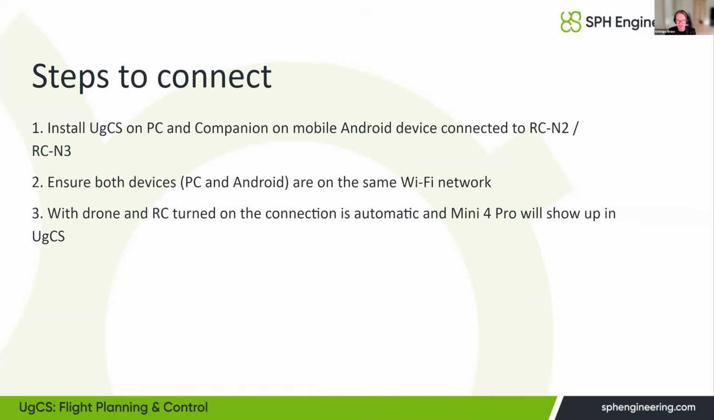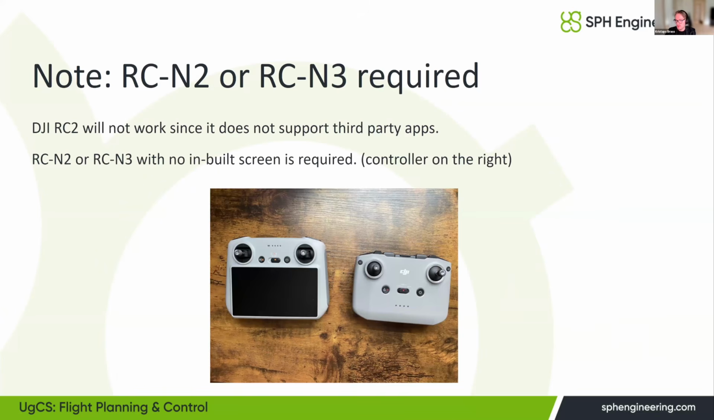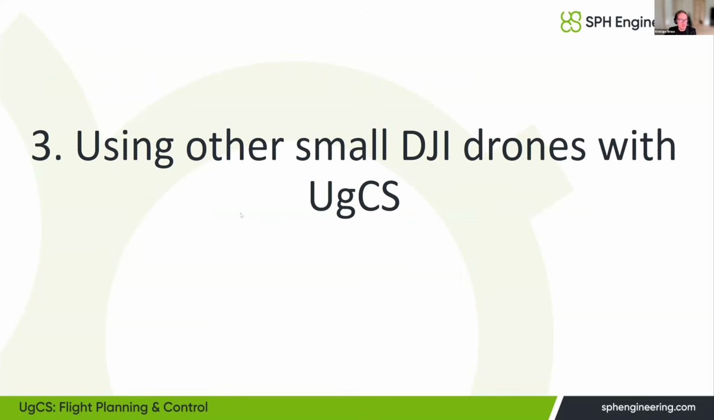This is more or less the same way you'd be using UgCS together with something like a Mavic 3 Enterprise, except that for that drone, you would be using the inbuilt screen in the controller. But in this case, you simply download the app from our website, ugcs.com, downloads, and there's the companion app, and you will be able to use it. So then, in case there will be some questions, I can come back to it a bit later.